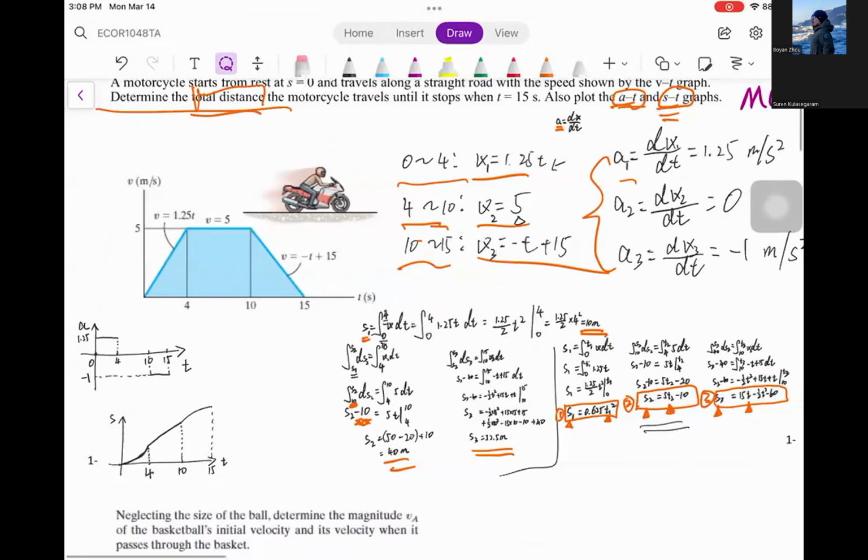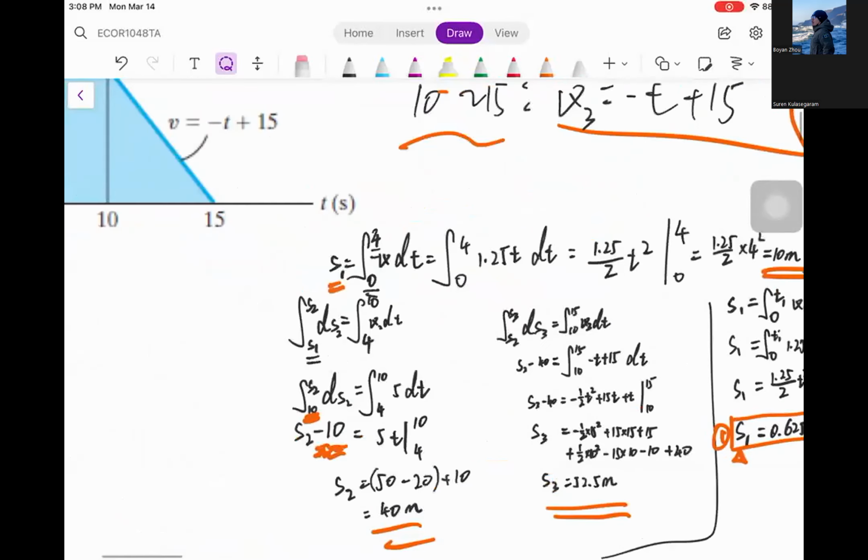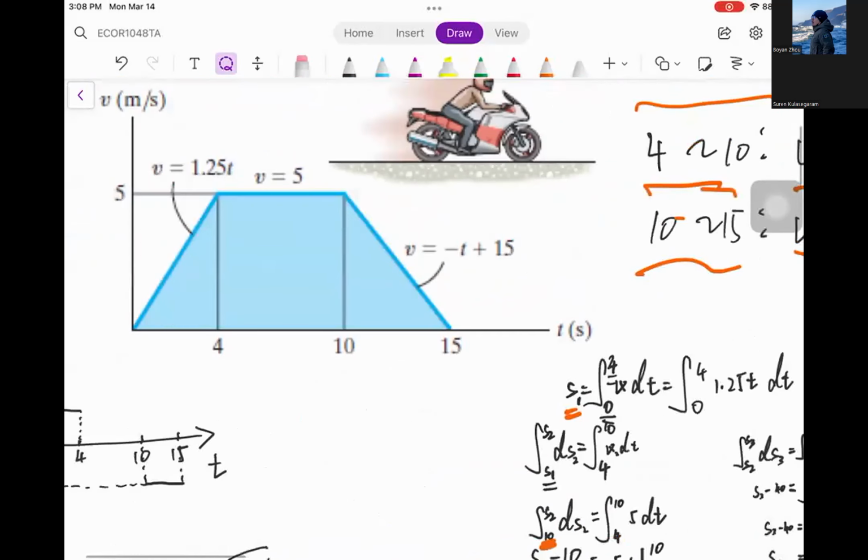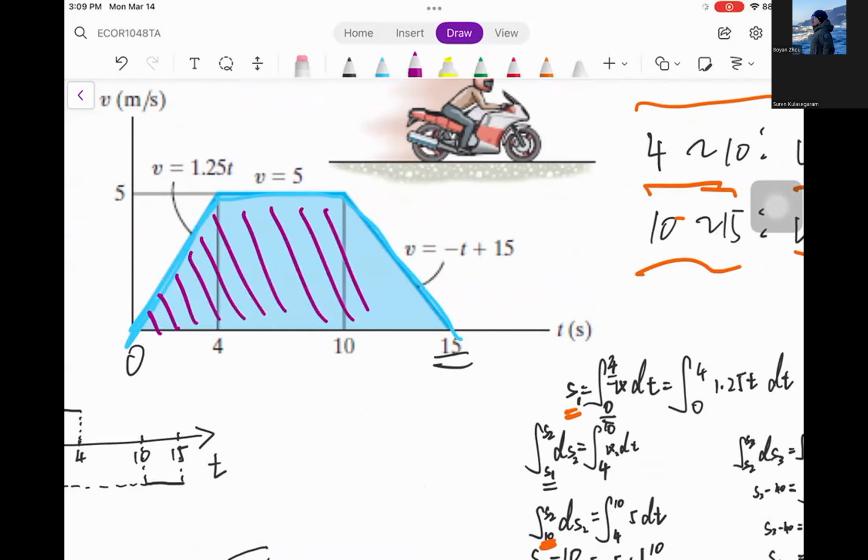There's also another easy way to do the calculation. You can see we're doing the integral for this line, the blue line, from 0 to 15. Remember from your math course, the physical meaning of the integral is that we're essentially finding the area of this shape. So in an exam, you can just say I'm calculating the area of this triangle, this rectangle and this triangle, and then adding them together. That's also the correct answer.